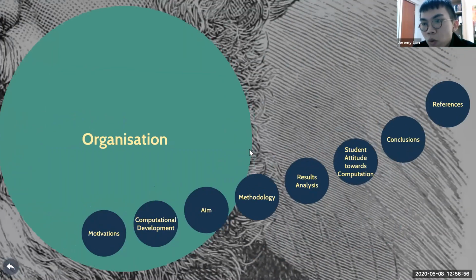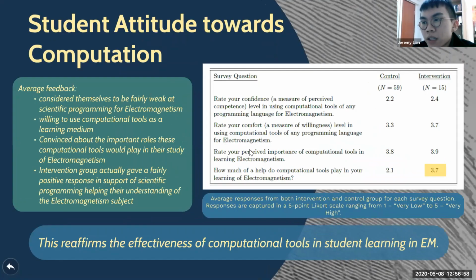Now, a survey was conducted for all students, assessing their attitude towards scientific computation. The average feedback was that students considered themselves to be fairly weak at scientific programming for electromagnetism, but are willing to use computational tools as a learning medium. They were also convinced about the important roles these computational tools would play in their study of electromagnetism.